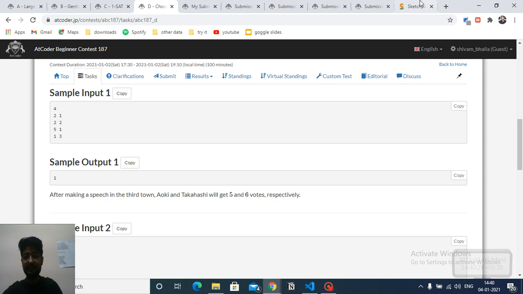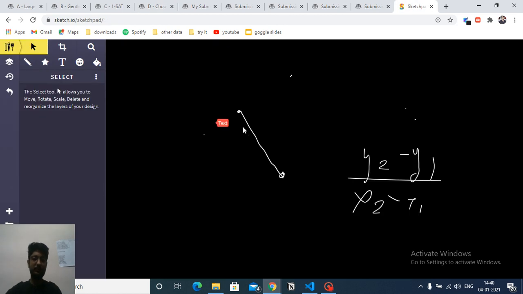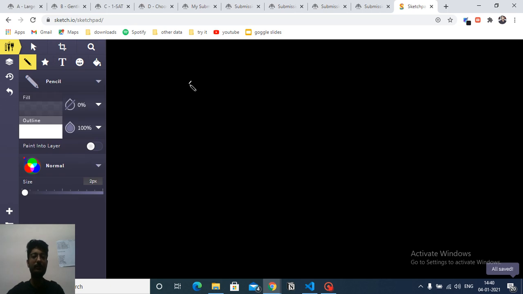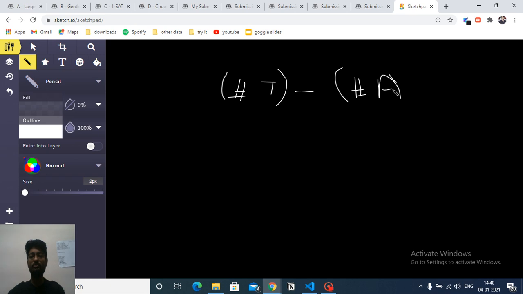So you can write down an equation which will help you find the answer. If Takahashi wants to win, then the total number of votes for Takahashi minus the total number of votes for Aoki should be greater than 0. If the total number of votes for Takahashi is greater than the total for Aoki, then obviously Takahashi will win. So he wants to increment this.